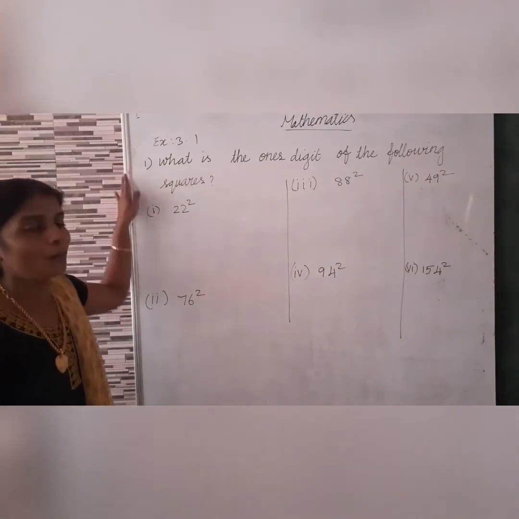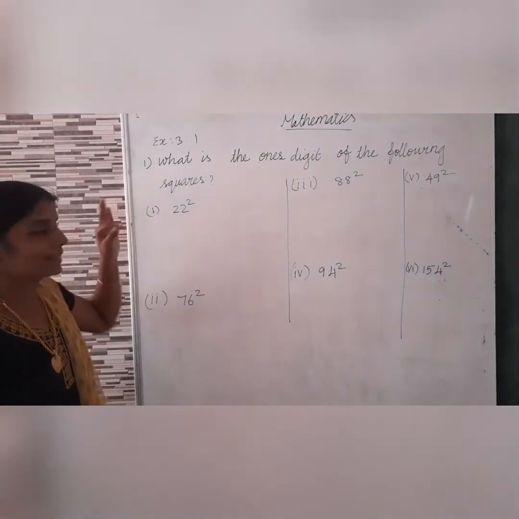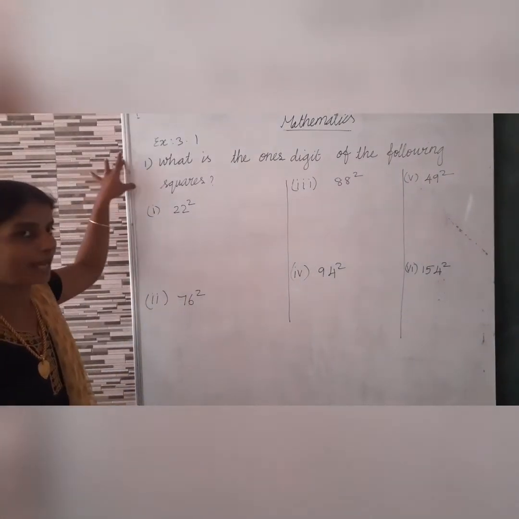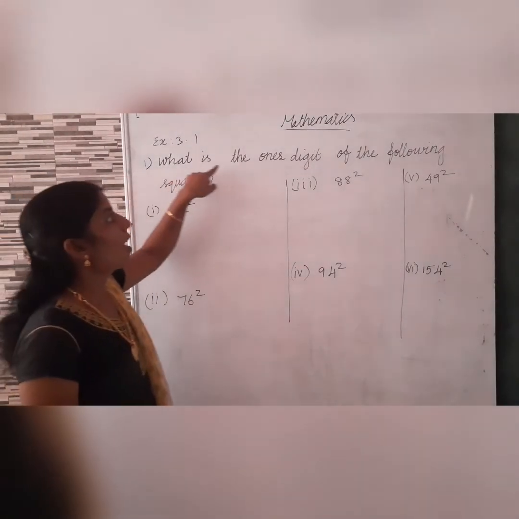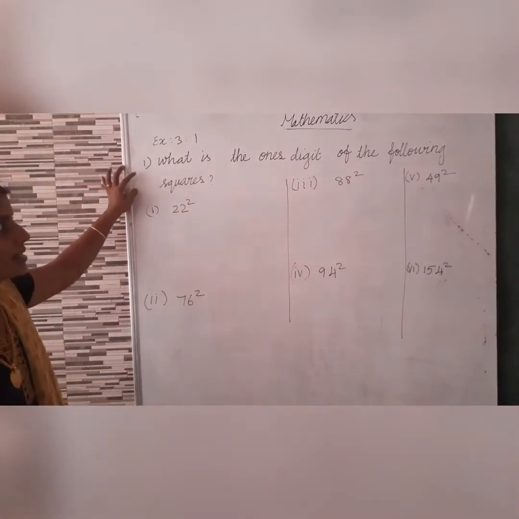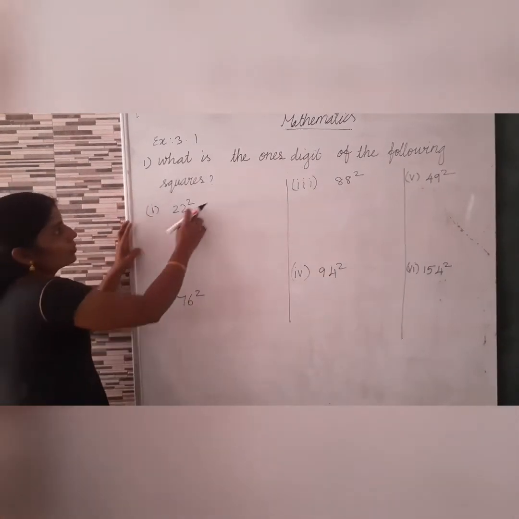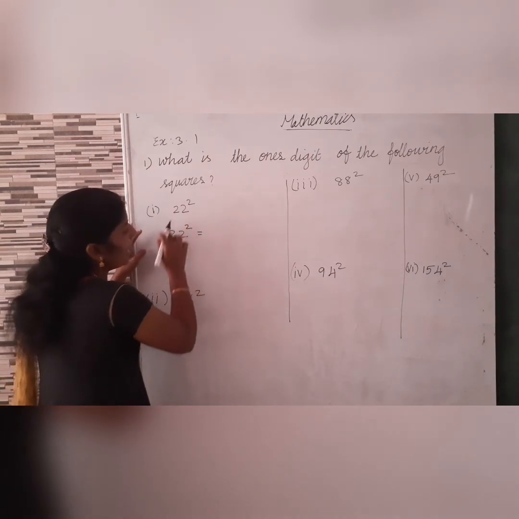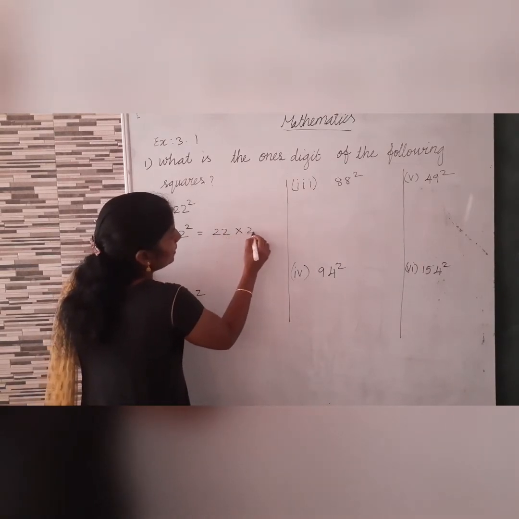We know the properties of square numbers of natural numbers, isn't it? We know 3 properties. Now we can use those properties and do some problems. Okay. Now first one. What is the ones digit of the following squares? First one, 22 square. 22 square means how many times? 22 two times, 22 into 22.